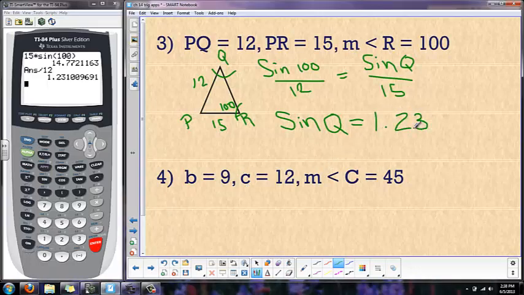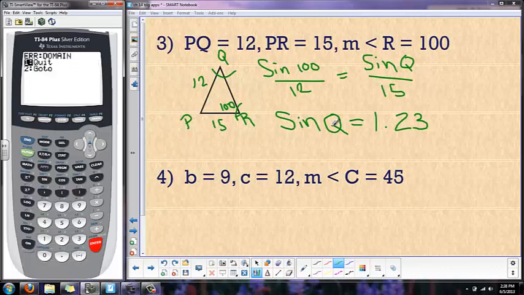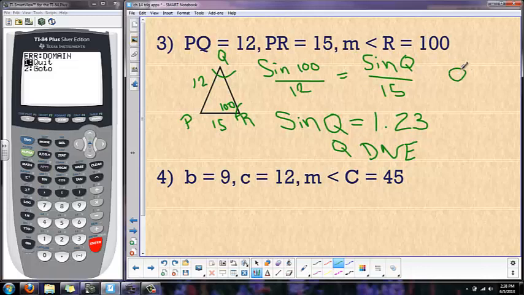Hopefully you should stop at this point and say, hey, that's not possible because sine can't be bigger than 1. But if you did forget, you could always just put it in your calculator and it's going to come up with an error. So Q does not exist. So because that angle does not exist, how many triangles are possible? 0 triangles are possible in this question.